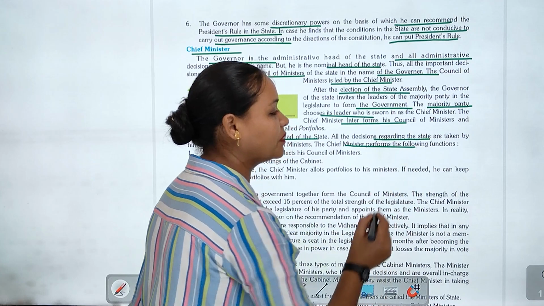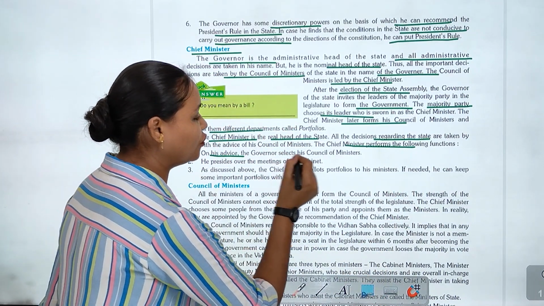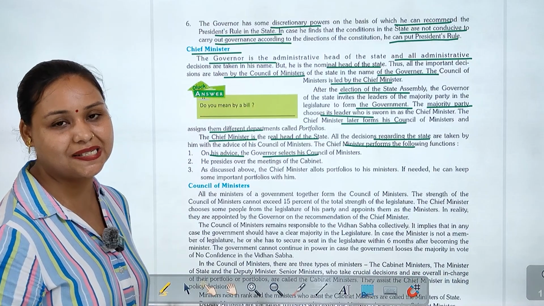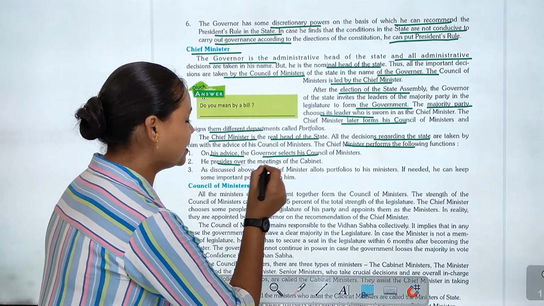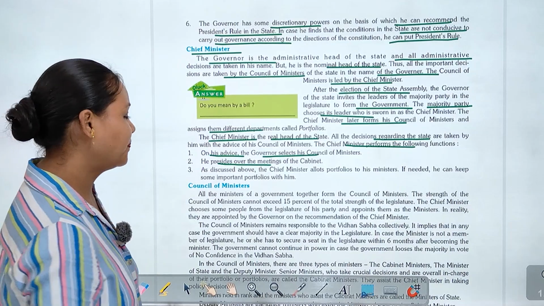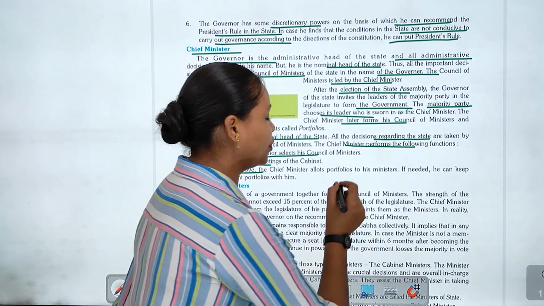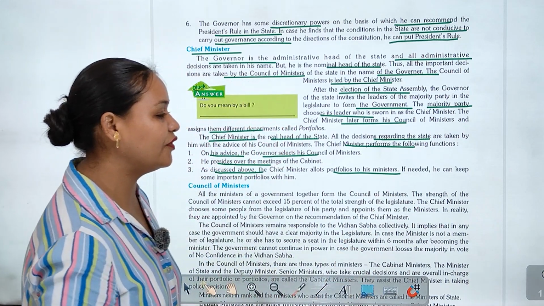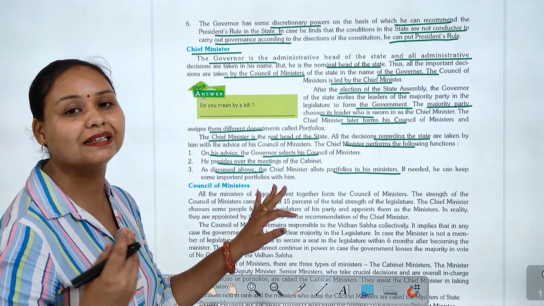The Chief Minister performs the following functions. Number first, on his advice the Governor selects his Council of Ministers. उसकी सलाह के अनुसार कार्य किए जाते हैं. He presides over the meeting of the Cabinet. As discussed above, the Chief Minister allots portfolios to his ministers. If needed, he can keep some important portfolios with him.